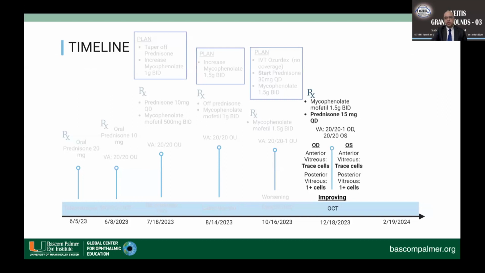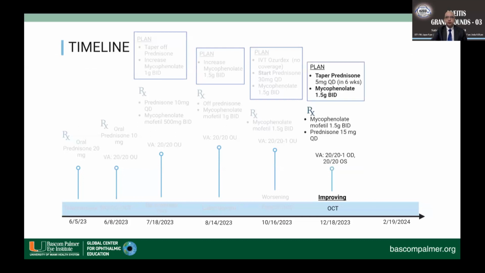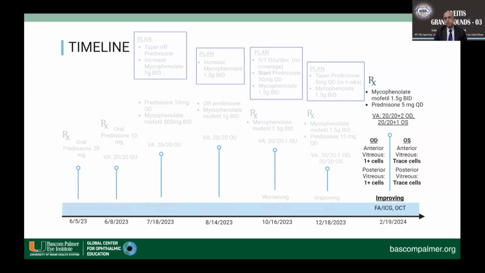She was tolerating the medicines well, and her prednisone was 15 milligram, which we asked her to taper down to 5 milligram in the coming 6 weeks and to continue the mycophenolate. So finally, she presented again after 2 months.